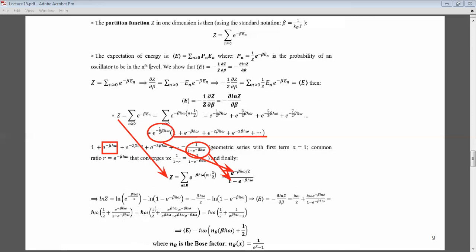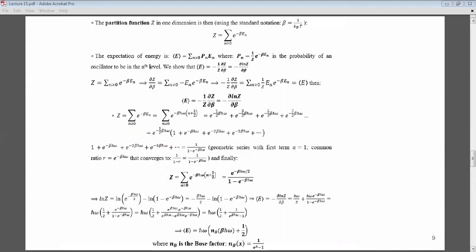And this is equal to h bar omega into half plus, I will multiply up and down by e to the beta h bar omega. So I will get 1 up and down, I will get e to the beta h bar omega minus 1, which implies the expectation value of E is h bar omega into half. So the half is here, plus this function NB of beta h bar omega, where NB of x is 1 over e to the x minus 1. So we found the expectation value of E.